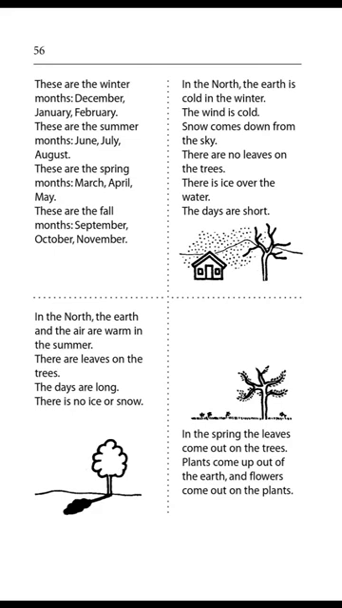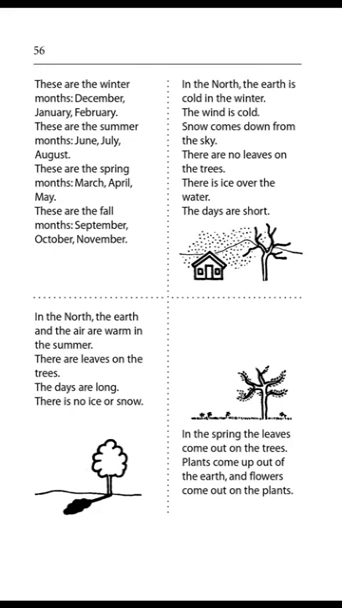In the north, the earth is cold in the winter. The wind is cold. Snow comes down from the sky. There are no leaves on the trees. There is ice over the water. The days are short.